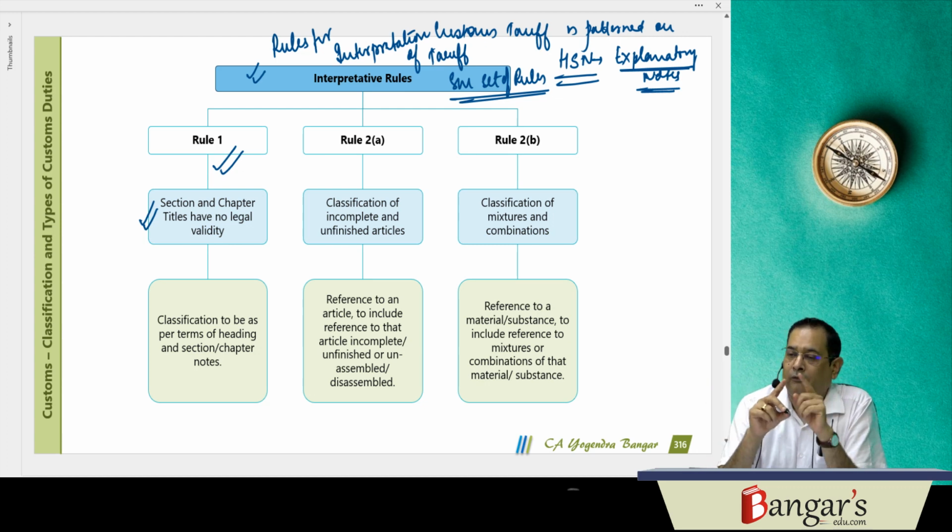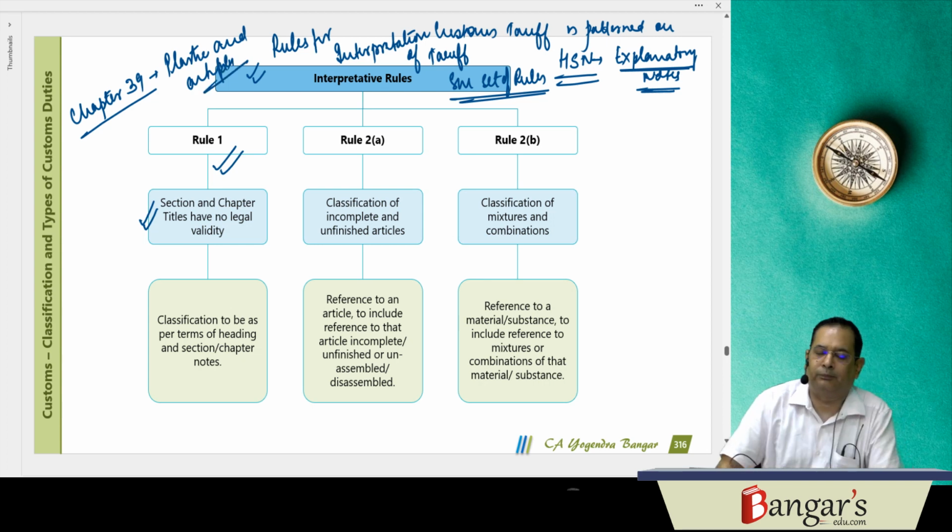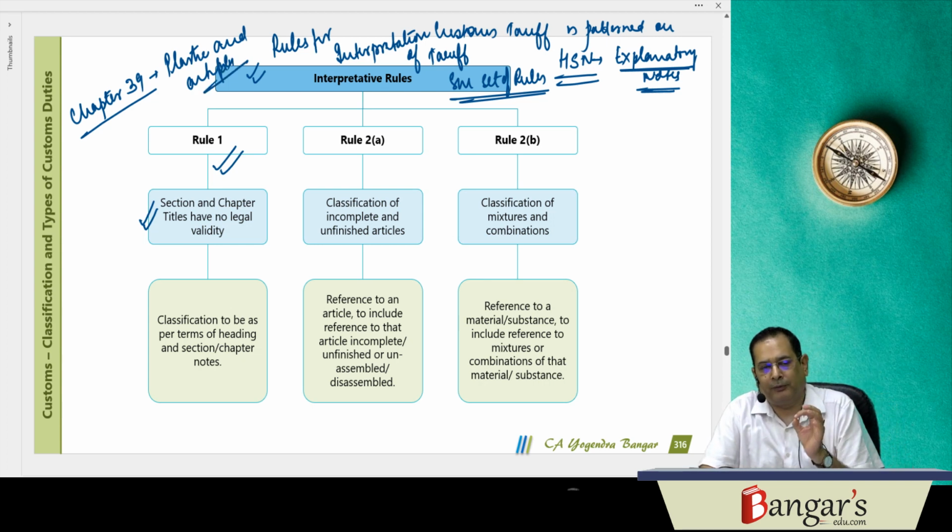So here, the first rule is, say chapter 39 is of plastic. This is the title, and articles thereof. So fundamentally, the titles of sections and chapters are provided for reference purposes only.